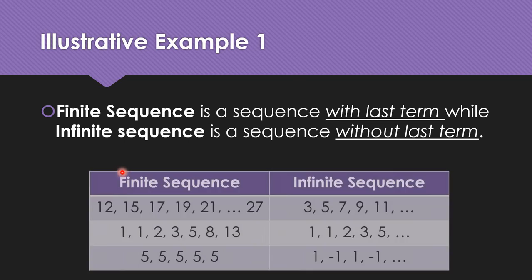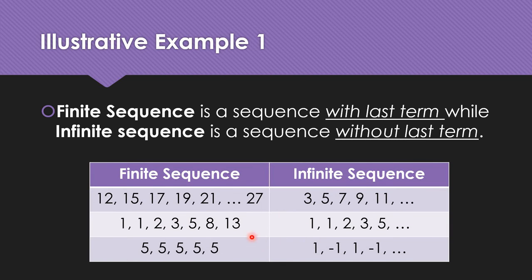Tingnan natin. Let's have here a table, set of examples here. For the first column, this is for the finite sequence. So let's check first the sample sequence here. So in the first sequence, we have 12, 15, 17, 19, 21, up to 27. So, gumamit siya dito ng ellipsis, pero naglagay siya pa rin ng last term or number. So, ibig sabihin, hindi sa lahat ng pagkakataon kapag gumamit ka ng ellipsis, infinite na agad yon. So, depende siya.